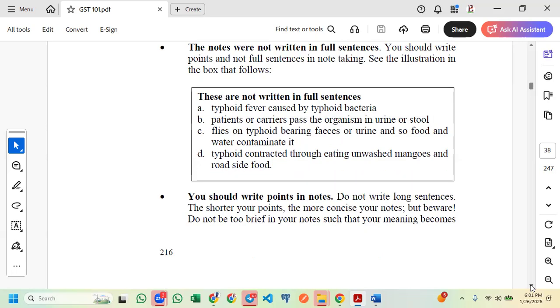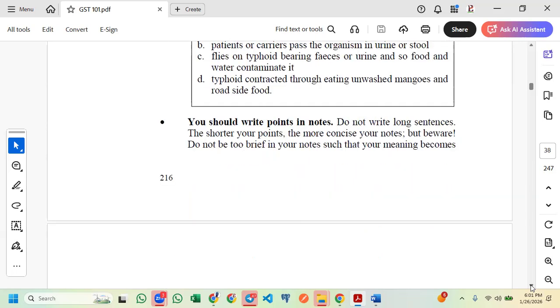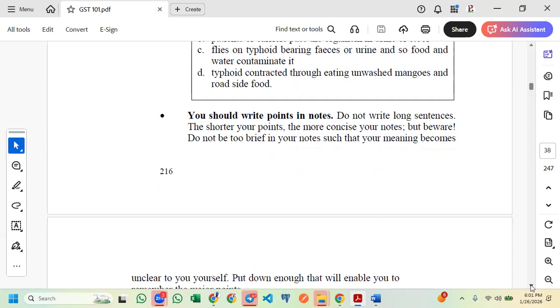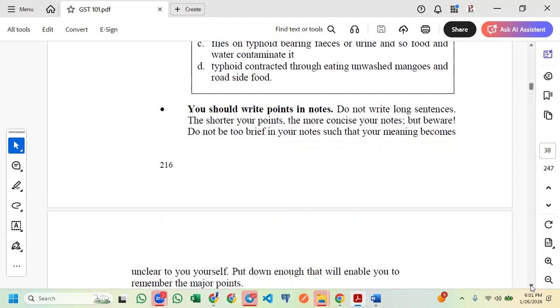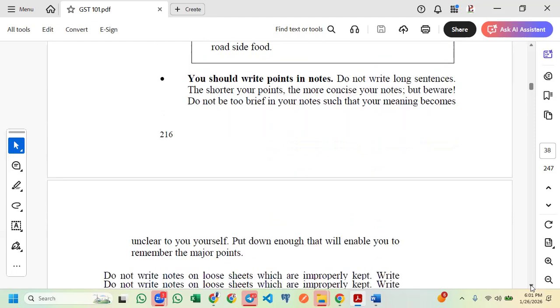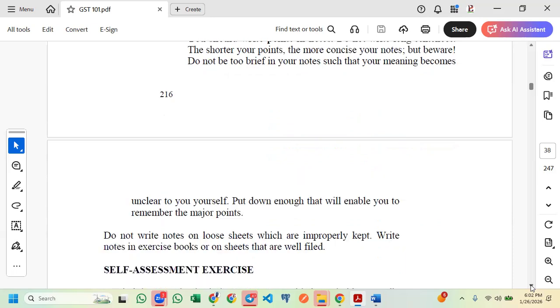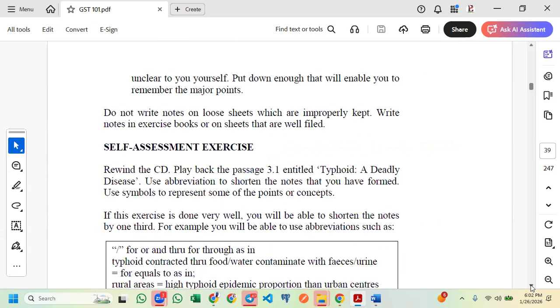Yes. Next one. Number 5. You should write points in notes, and it should not be too brief. So it should not be too brief that you yourself you will not understand it. You understand? So that is it. We have done justice to that.